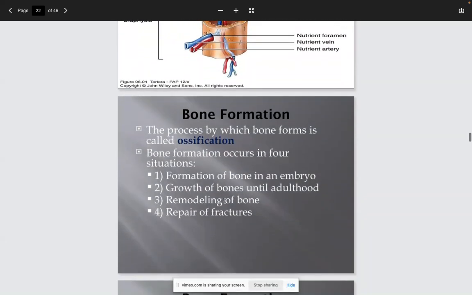What I do think is important for you guys to know is bone formation. We said this occurs through a process called ossification. Okay, ossification. It can occur in four different situations, and these are kind of intuitive. The formation of bones within the embryo, all right? Growth of the bone until adulthood, remodeling of the bone, making the bone stronger, and then repair of fractures.